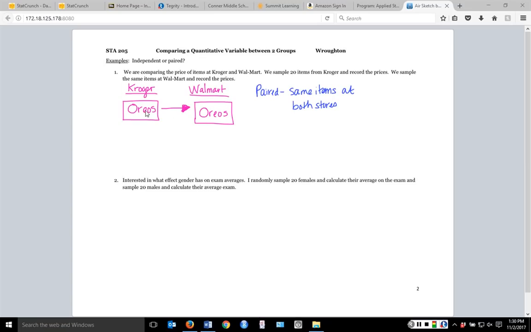So I got Oreos here. I had no choice when I walked into Walmart. I had to get Oreos as well. So there's this pairing going across for each of our items here.